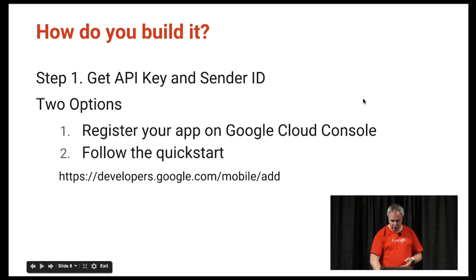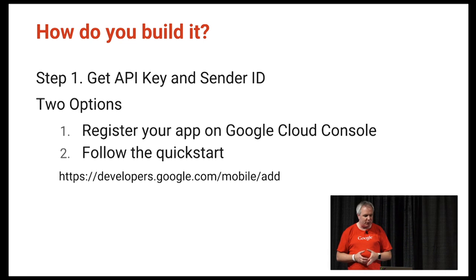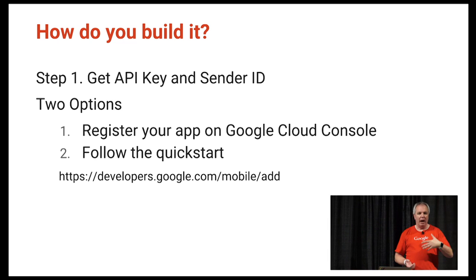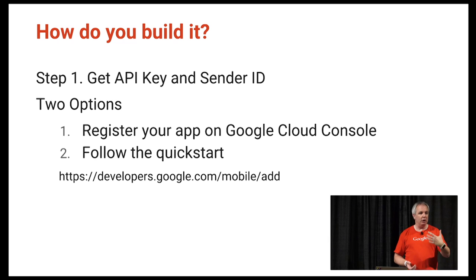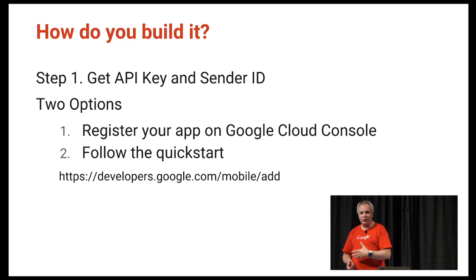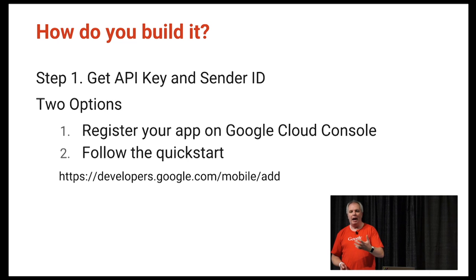Alrighty. So how do you build it? The first part of doing this is going to the Google Developers Console and getting an API key and a sender ID. Your API key is a unique thing for you as a developer on the Google Cloud Console that will allow us to understand who's using it and how they're using it.